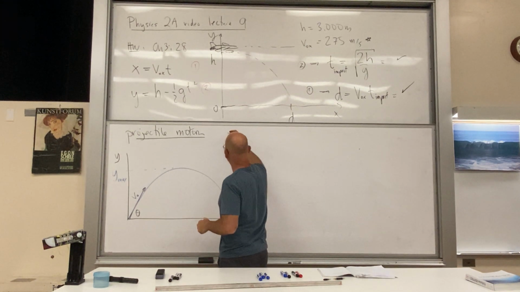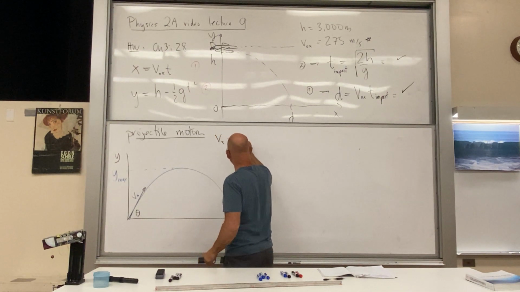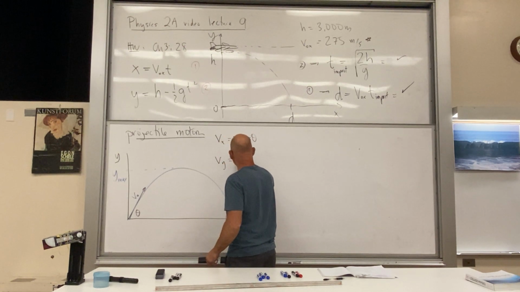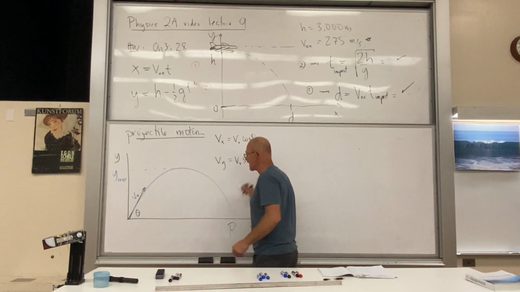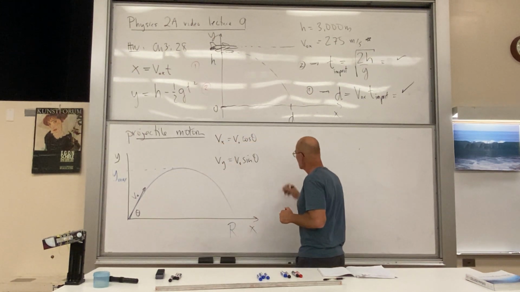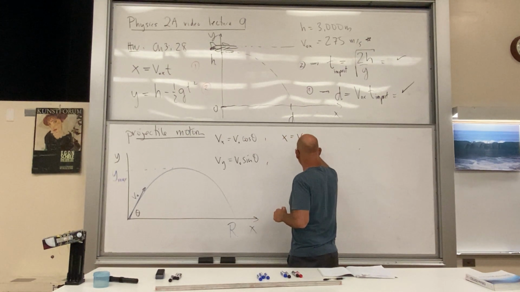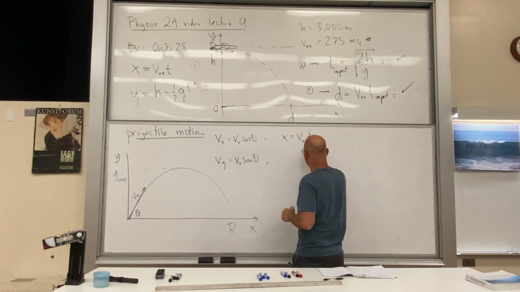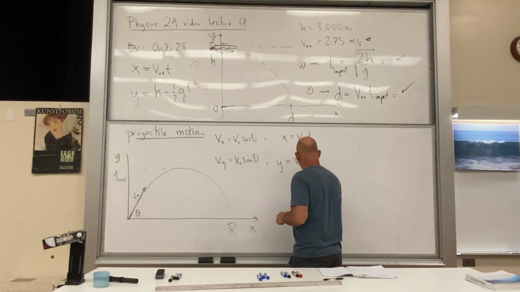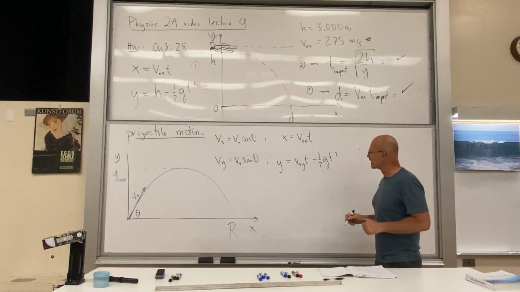So we have v sub x equals v0 cos theta, v sub y equals v0 times the sine of theta. That's from the analysis of this triangle right here. Then we have x equals v0x t, y equals v0y t minus a half g t squared from our kinematic equations.